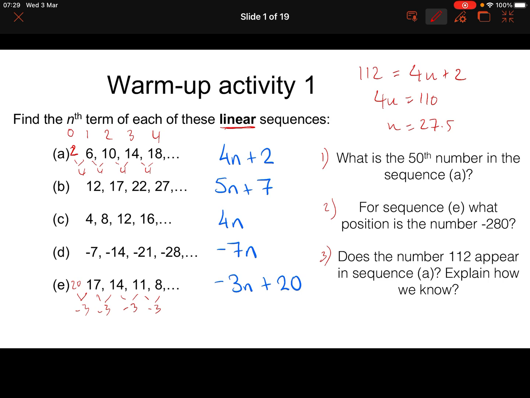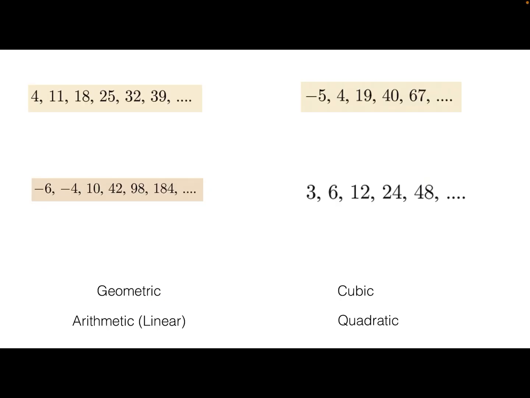For a number to appear in a sequence, n has to be an integer. Okay, so these are all things I expect you to know from years 8 and 9 when I've taught you this stuff. I even taught you a little bit about some of these other sequences here. So we've got 4 types of sequences here and 4 words that would describe these sequences.